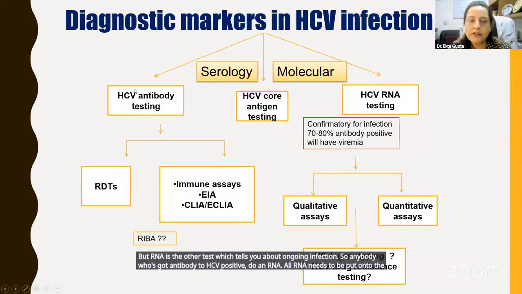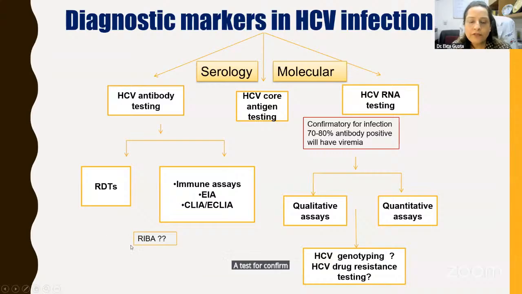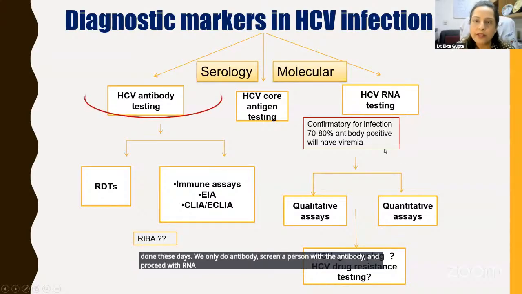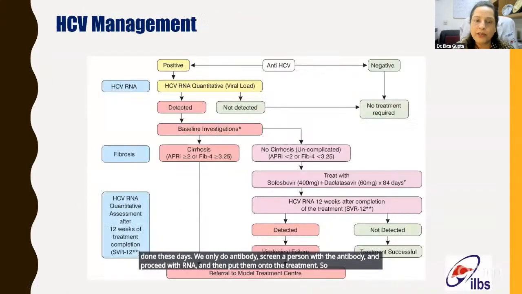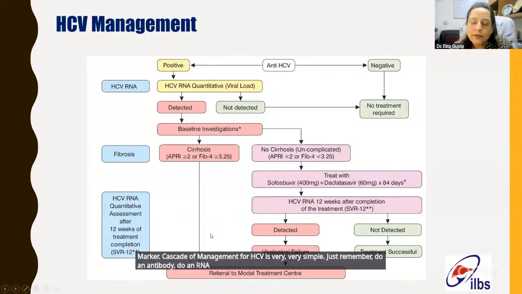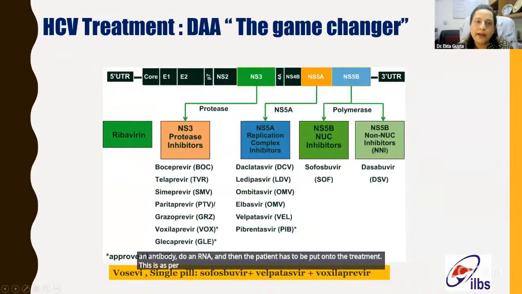So earlier there were tests for confirmation of these in the form of immunoblot assay, but these are no longer done these days. We only do antibody, screen a person with the antibody and proceed with RNA and then put them onto the treatment. So antibody to HCV is a very important marker. Cascade of management for HCV is very, very simple. Just remember, do an antibody, do an RNA, and then the patient has to be put onto the treatment. This is as per the national program guidelines.